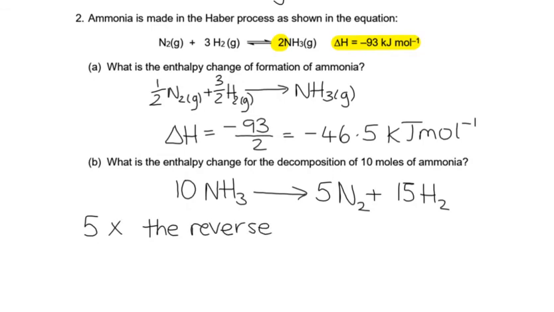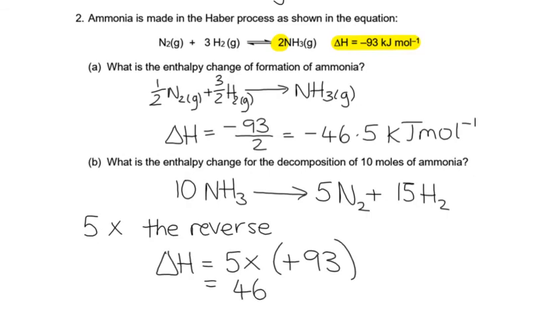So we want to do our delta H is 5 times, and instead of minus 93, because we're going backwards, it's plus 93. So that would be a positive 465 kilojoules per mole. So that's just some problem solving alongside the definition. Do you really understand the definition enough to problem solve it?